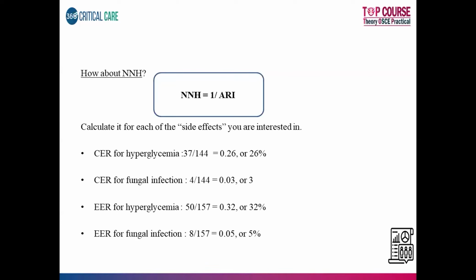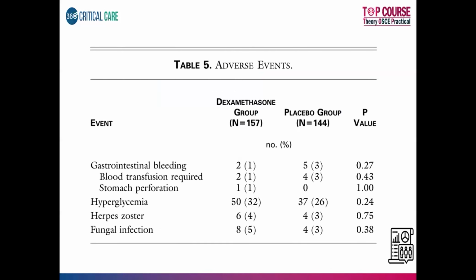So what is ARI? ARI is the same, CER minus EER, for that particular adverse effect. So calculate it for hyperglycemia and the fungal infections.